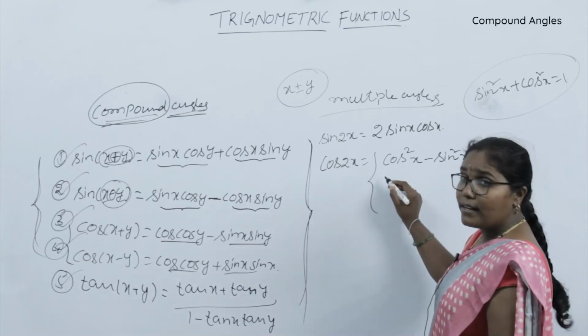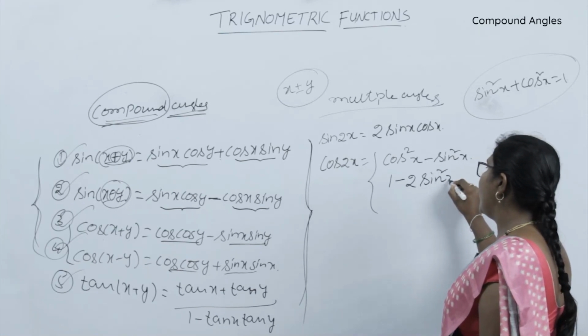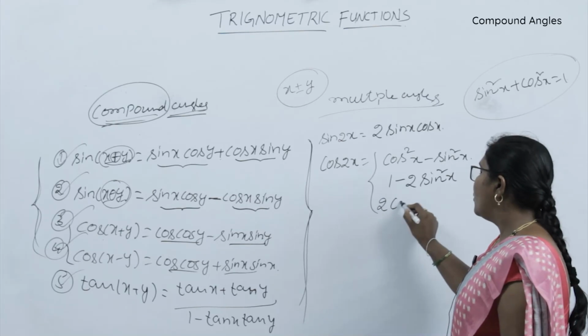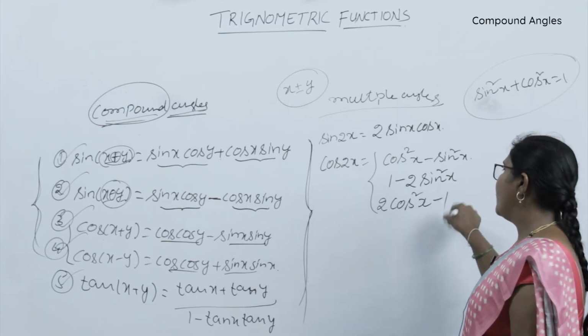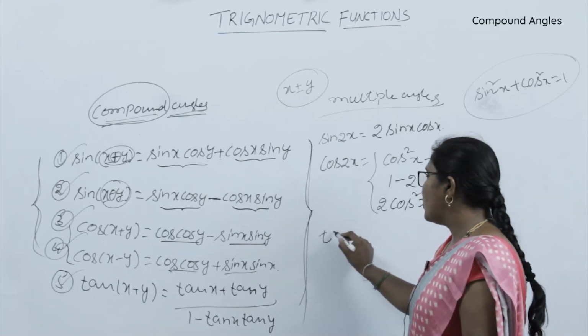And cos 2x, another formula. What is the formula? It is 1 minus 2 sin square x. 1 minus 2 sin square x. Another formula we have is 2 cos square x minus 1. 2 cos square x minus 1. That is cos 2x. And what about tan 2x?